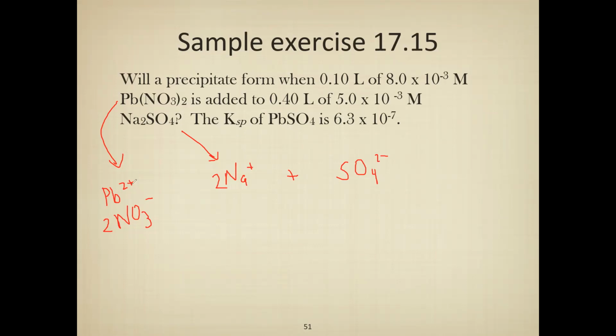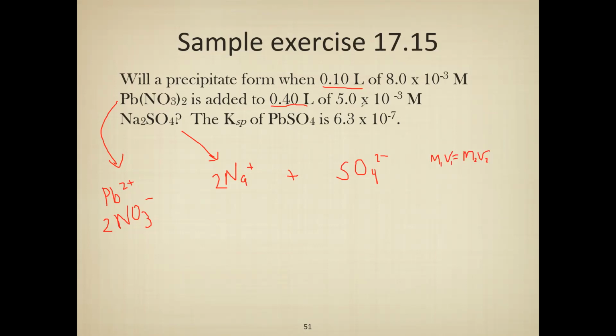And for lead and sulfate, we get 1 of those ions per molecule. Sodium and nitrate, we get 2 of them per. So we need to consider that, but we also need to consider the volumes. We're mixing these 2 solutions together. So we've got to do M1V1, the dilution equation, equal to M2V2 for each of these. And for both, we'll be solving for M2, that new concentration. V2 is just going to be the sum of those. So V2 will be 0.5 liters.